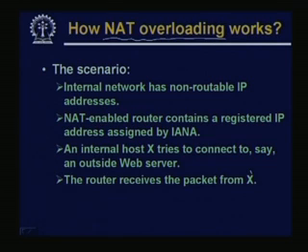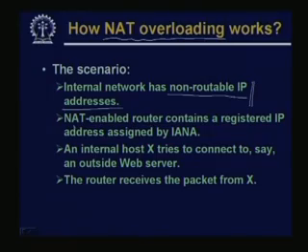port numbers. The scenario is like this: the internal network, as I said, possibly has non-routable or private IP addresses, which, if they appear as a destination address in a packet, a router will ignore. A router cannot forward a packet to an address which is a private address; it will simply ignore it. NAT-enabled routers or a NAT box will contain a registered IP address which will be assigned by the internet address provider, IANA. So, this one single IP address will be sufficient.